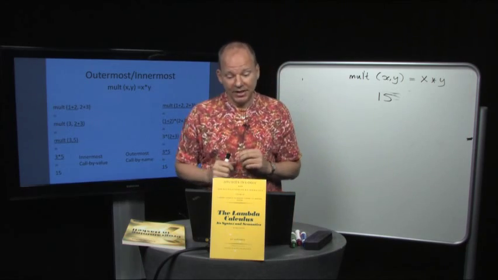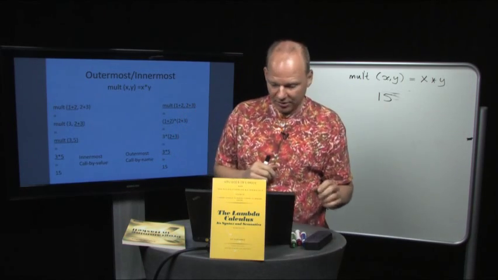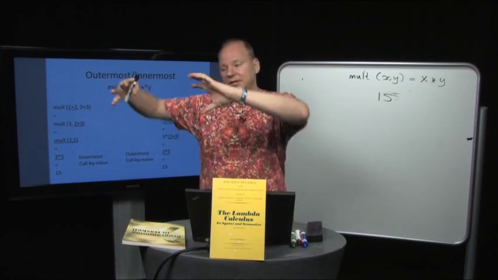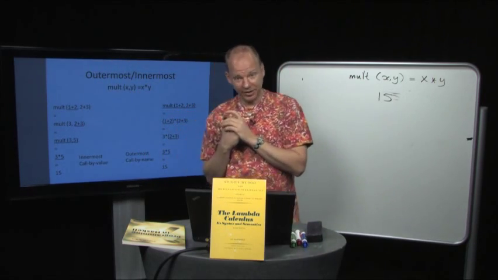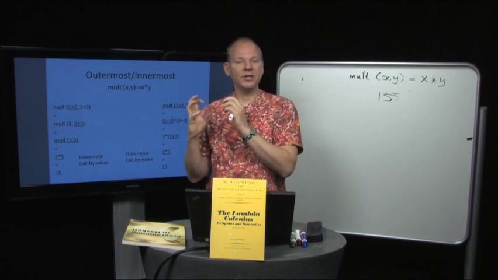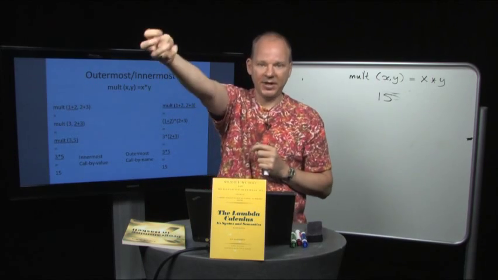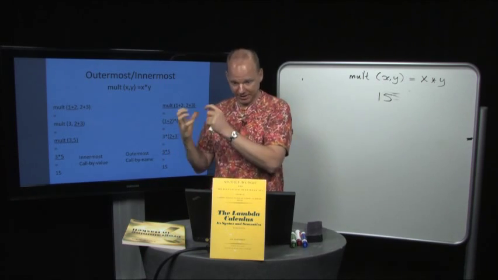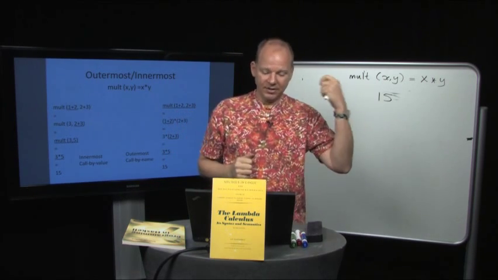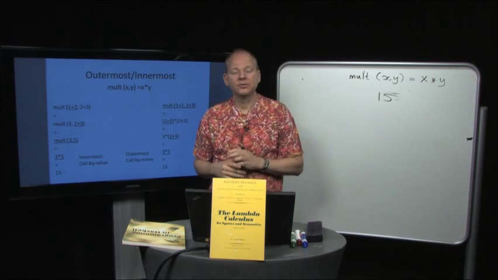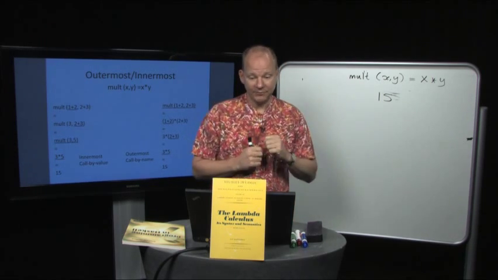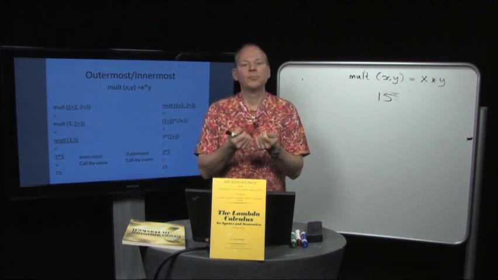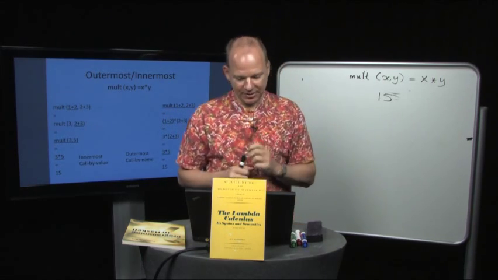Outermost evaluation is sometimes called call by name, because whenever you're applying a function, you're not evaluating the arguments, you're just taking the expression that represents the arguments and filling that in for the argument. And the other one is called call by value, because when I'm evaluating a function like mult, I first evaluate the arguments completely and then substitute them for the result.